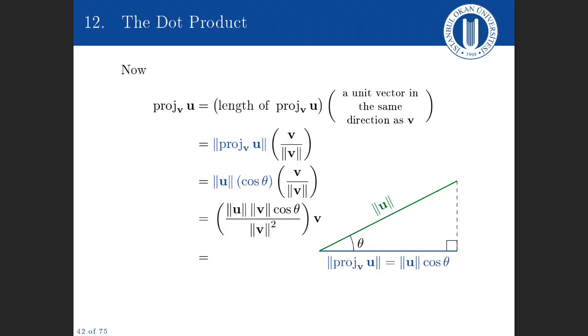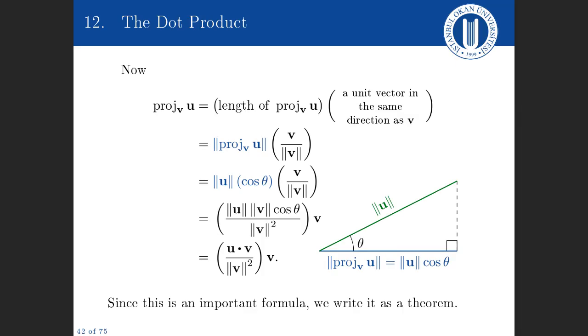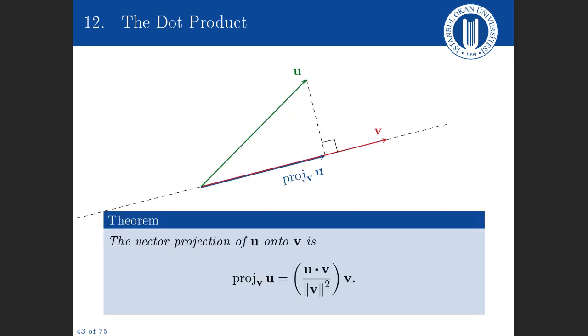Let me simplify that a little bit. That's the same as norm of v cos theta divided by norm of v squared multiplied by v. But norm of v cos theta, we know what this is. That's just u dot v. So we're ending up with our formula. This is an important formula, so let's write this as a theorem. The vector projection of u onto v is u dot v divided by norm of v squared multiplied by v.